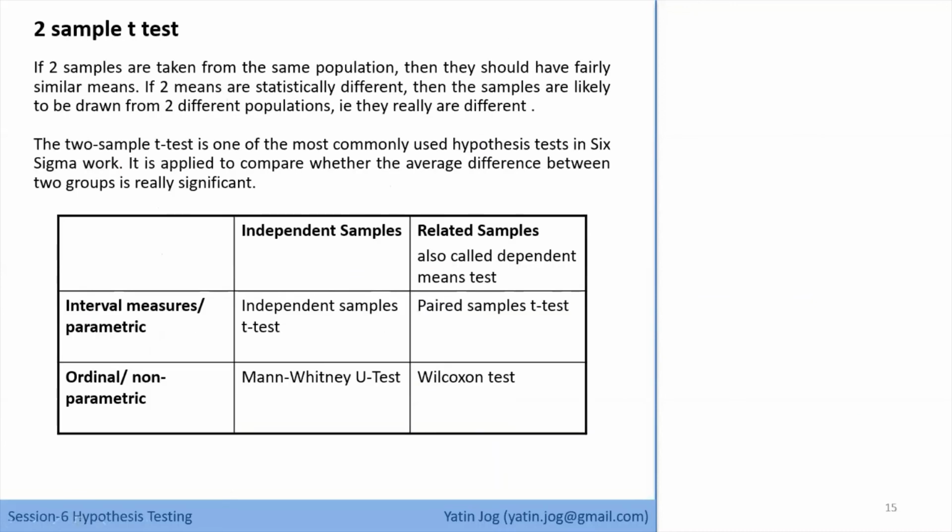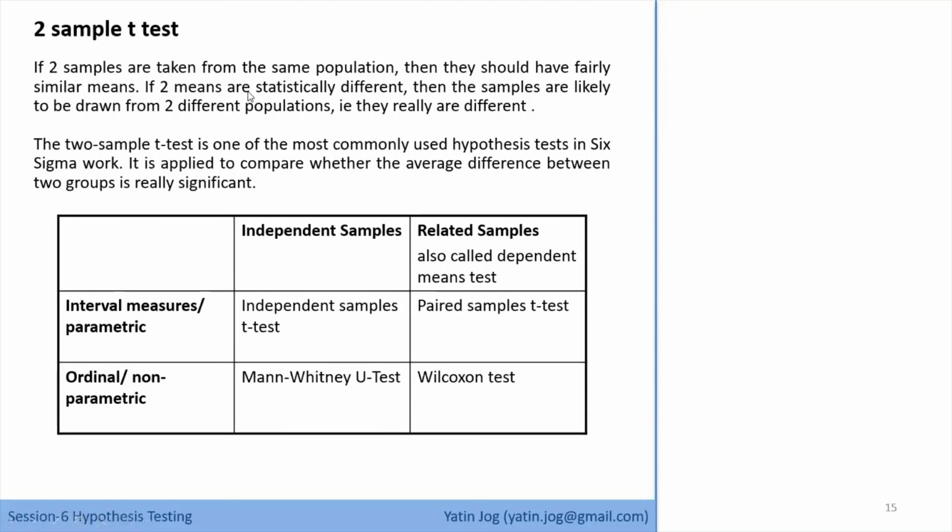Two sample t-test is based on comparison of two mean values. Very important statement: if two samples are taken from the same population, then they should have fairly similar means, because as a population there is some behavior which is describing that population. If I'm taking two samples from the same population, the behavior of both the samples has to be similar in nature, not exactly the same but similar. I'll not say exactly equal, but fairly similar means.